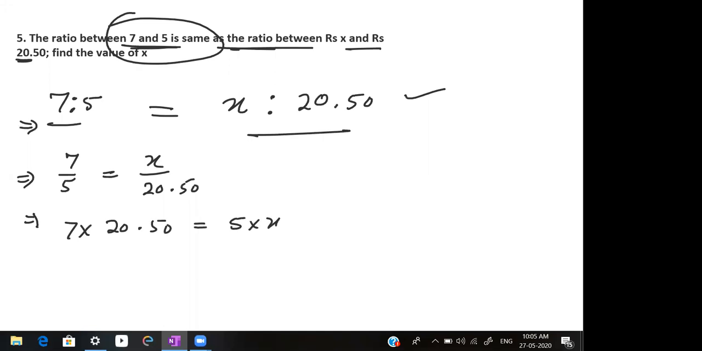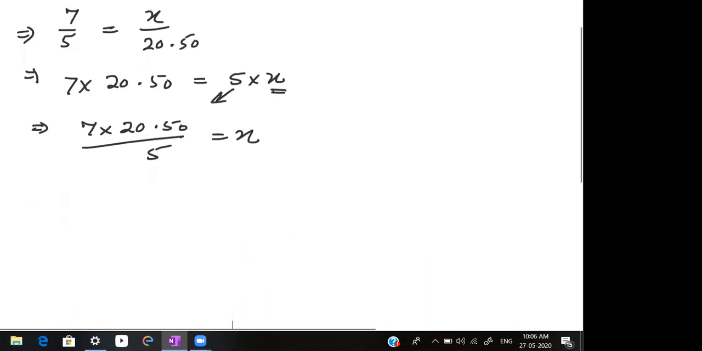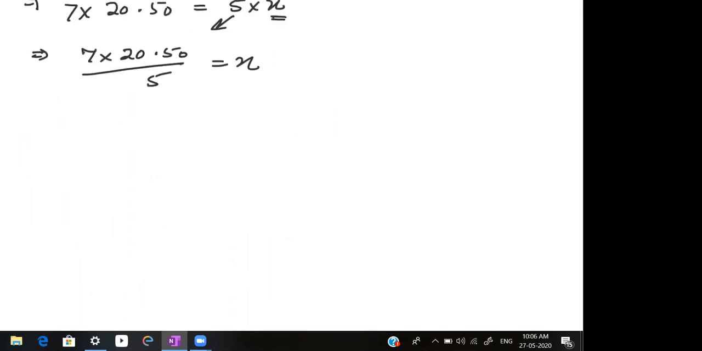So beta, if you want to find the value of x, you have to transfer this 5 here in the denominator. 7 into 20.50 upon 5 is equal to x. So now solve it and tell me the answer. So remove this decimal and put a 10 in the denominator. So now 7 into 205 upon 10 into 5. This is what you have.